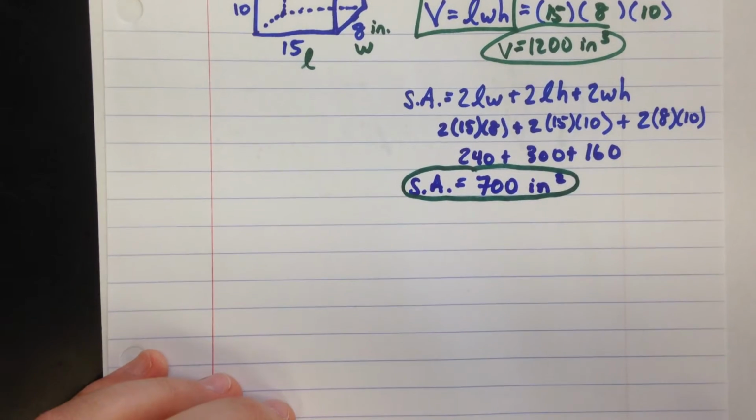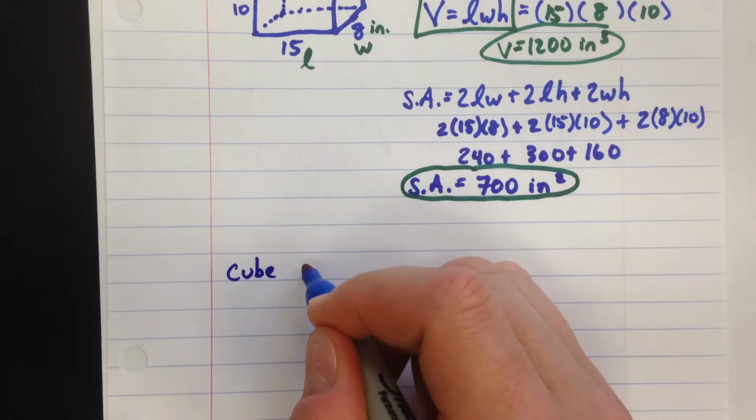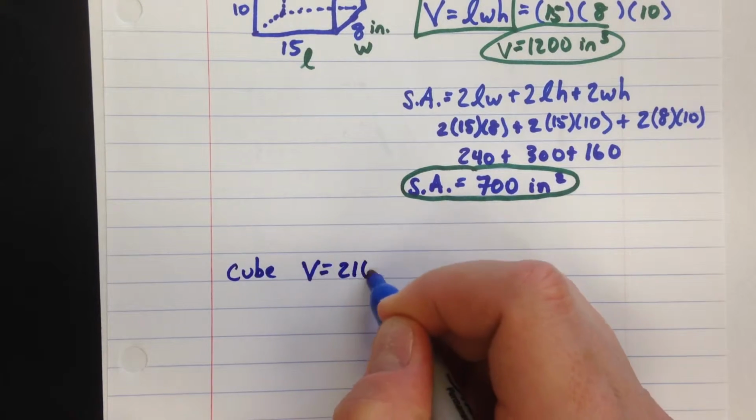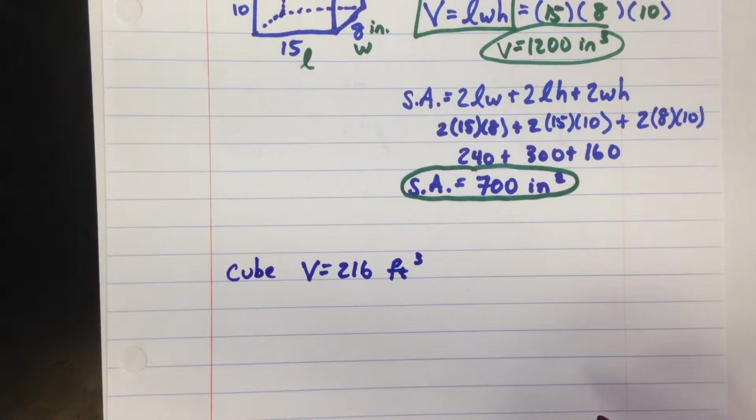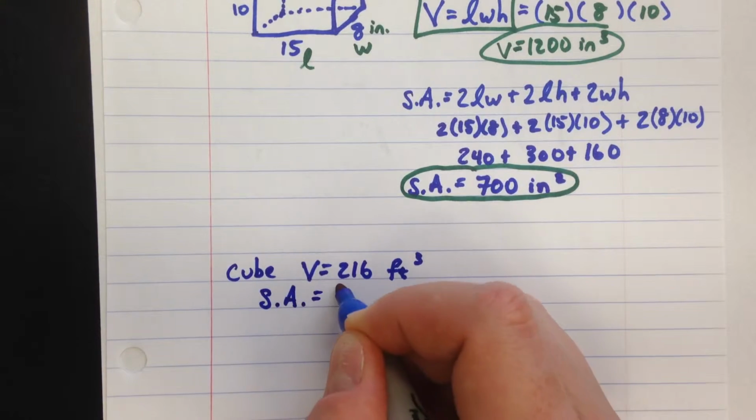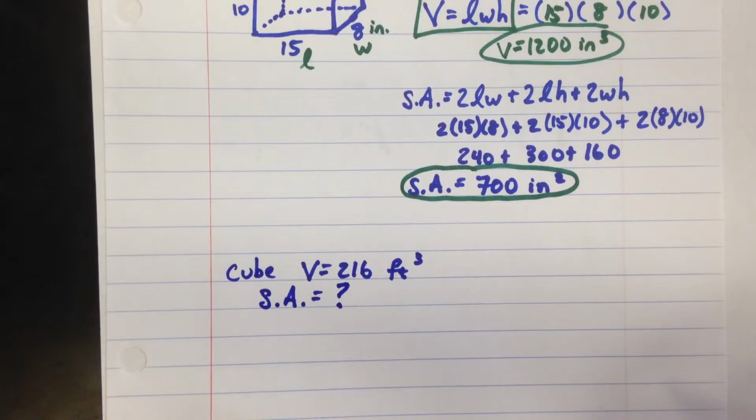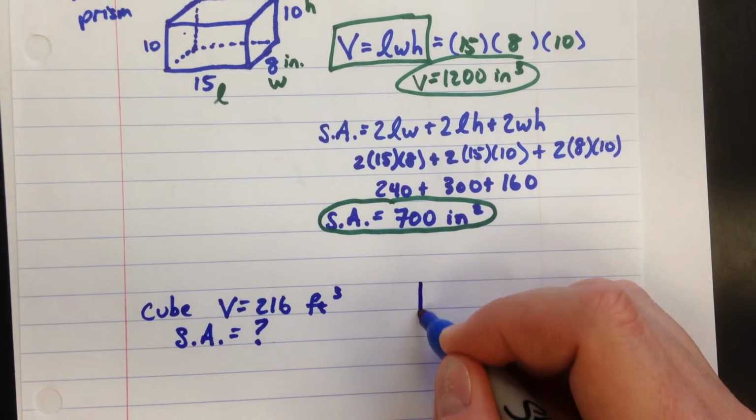All right, let's do one more example here. Let's say we have a cube, and the volume is 216, and we'll say it's cubic feet, feet cubed. What is the surface area? Surface area equals question mark. Okay? So let's see, for a cube, we can draw one.